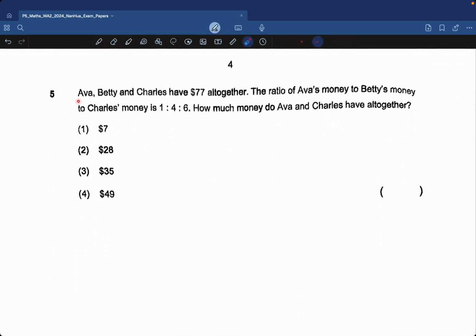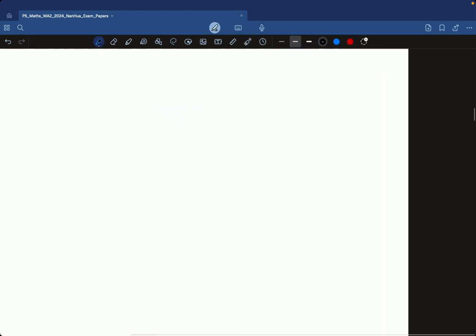So Ava, Betty, and Charles have $77 together. The ratio of Ava's money to Betty's money to Charles's money is 1 is to 4 is to 6. How much money do Ava and Charles have together? So I'm going to put Ava as A, Betty as B, and Charles as C. So we have the ratio over here, right? 1, 4 to 6.